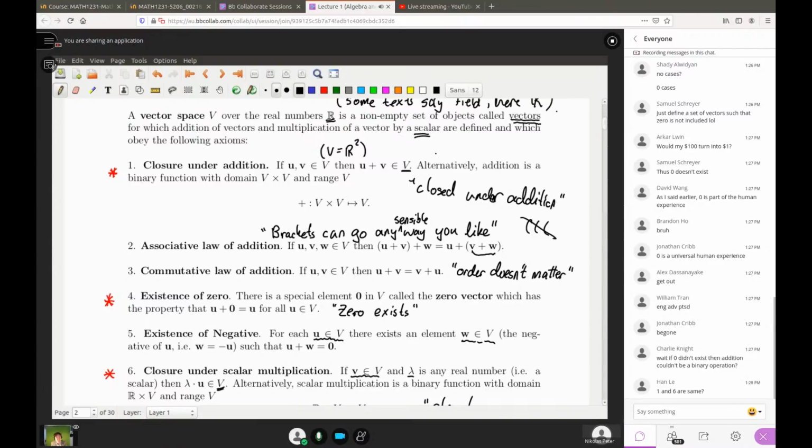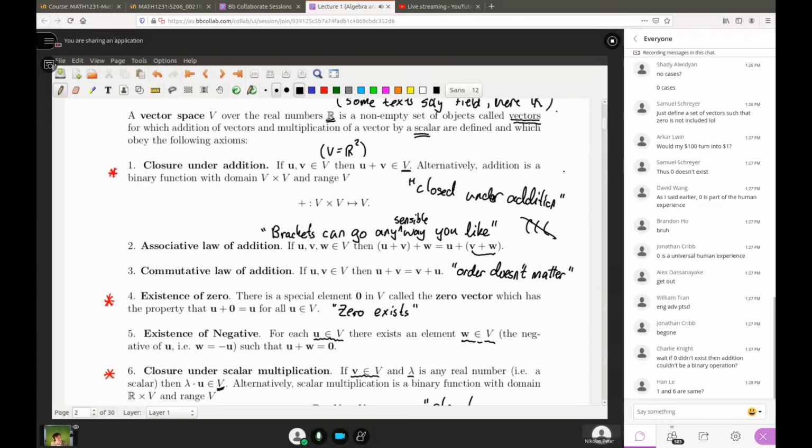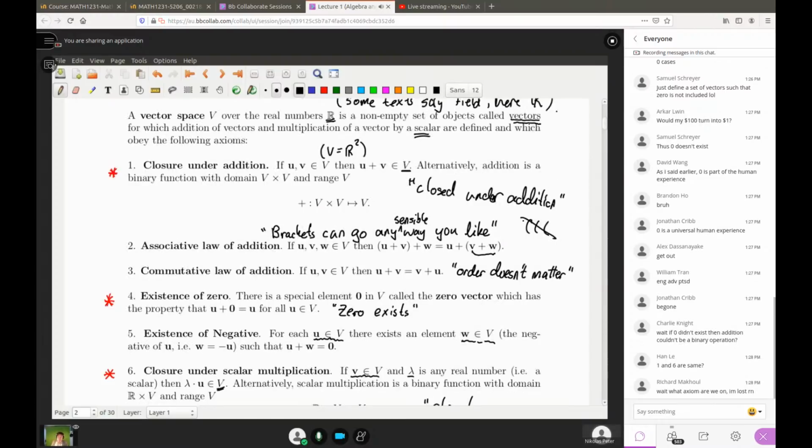And you will find that there are objects in this world that are closed under addition but not closed under stretching. There are going to be objects in this world that are closed under stretching but not closed under addition.